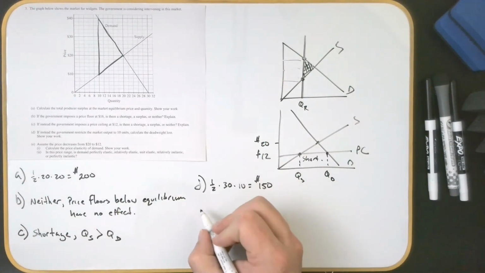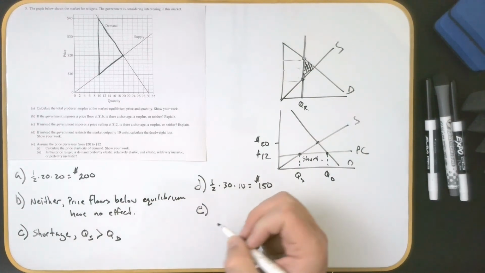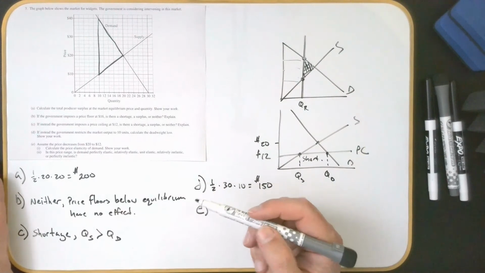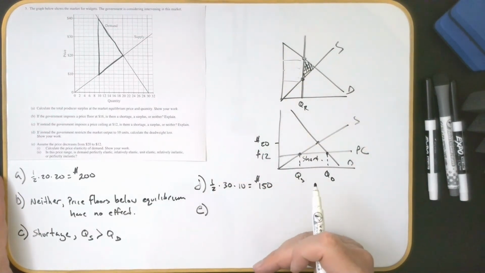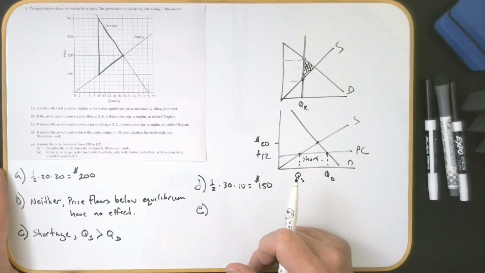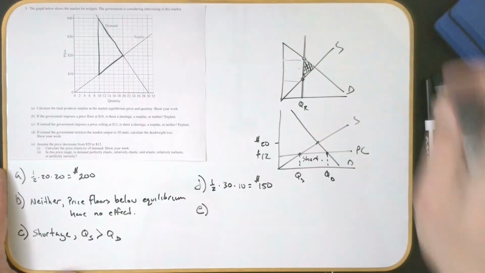Okay. Now part E, we have two parts here. So assume the price decreases from $20 to $10. So we have a price that is dropping. The price drops $8 from 20 to 12. Calculate the price elasticity of demand.